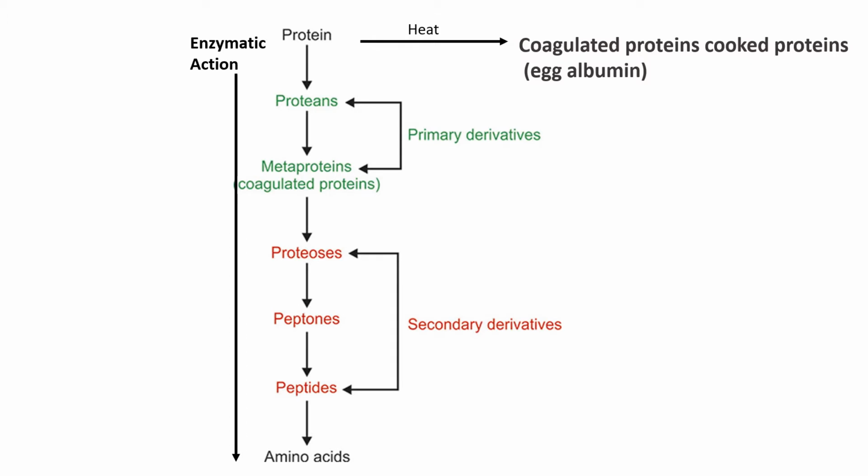Now, whenever we cook food or apply heat, the protein gets coagulated. That coagulated protein present in cooked food is called cooked protein, and it is a denatured protein. Denaturation, as we know, is responsible for breaking the secondary, tertiary, and quaternary structure. The protein goes into this pathway, and finally we get amino acids. In between, we get primary derivatives and secondary derivatives, and this happens by the action of enzymes.